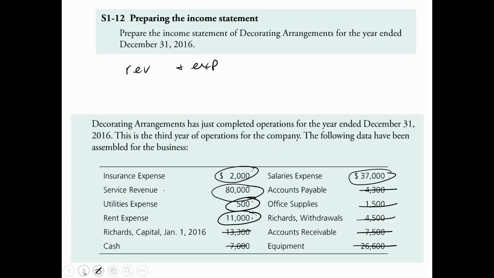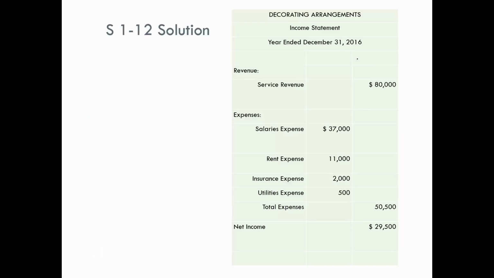And so the statement would look like this. For the year ended December 31st, here's my one revenue account. My expenses are listed biggest to smallest. So I've got 1, 2, 3, 4 expenses. The total is $50,500. So I take my revenue minus my expenses and I get a net income of $29,500. So this will then have to go to the statement of owner's equity, which I do next.